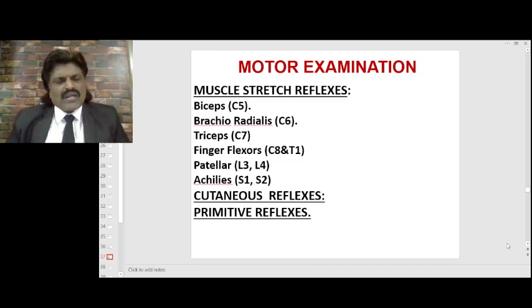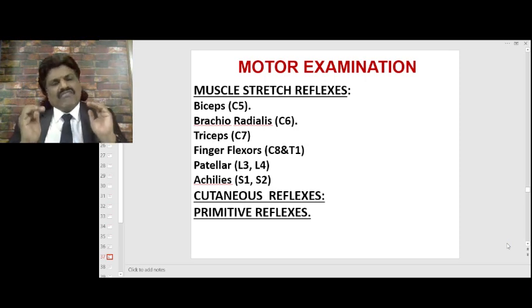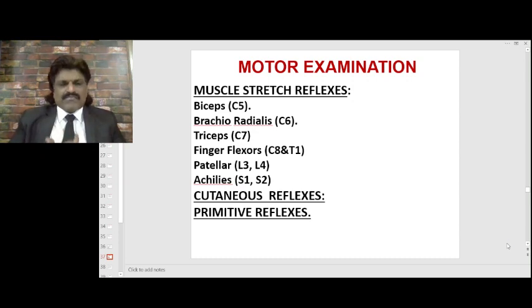Primitive reflexes. What are primitive reflexes? These are normal reflexes which are present in infancy, but as the brain matures, especially the frontal lobe and parietal lobe, these reflexes become diminished and absent. For example, rooting reflex. When we place a finger on the middle of the lips, they try to suck it, they try to pout, or sucking reflex. When you come to the angle of the mouth, they again try to go towards the finger.